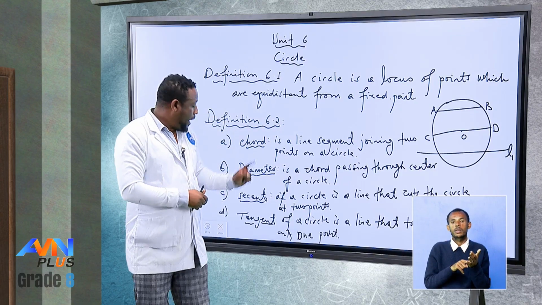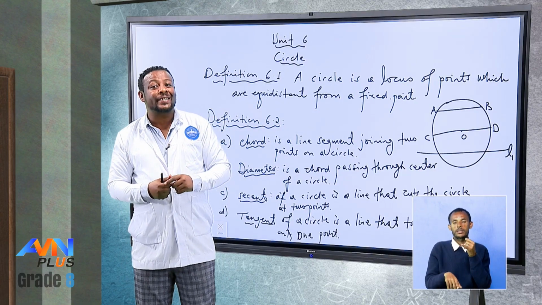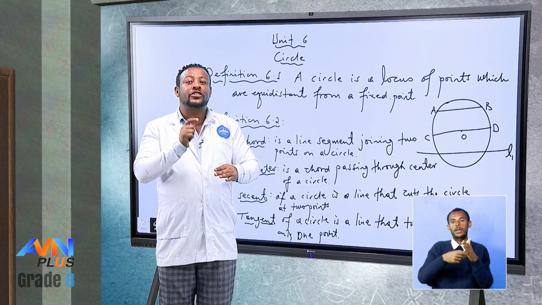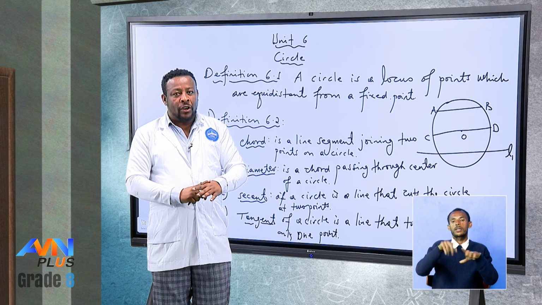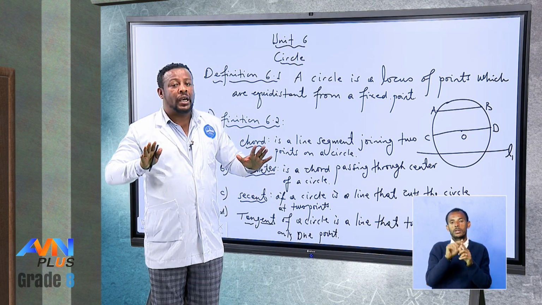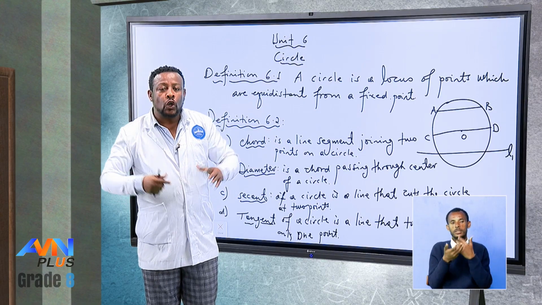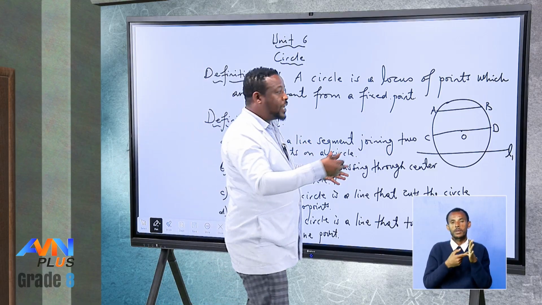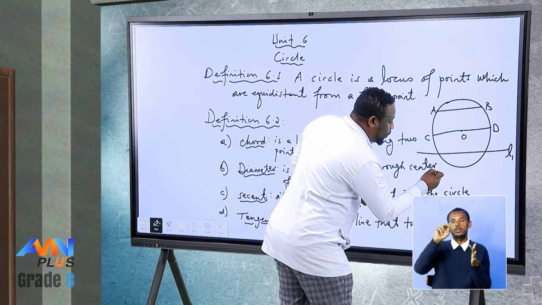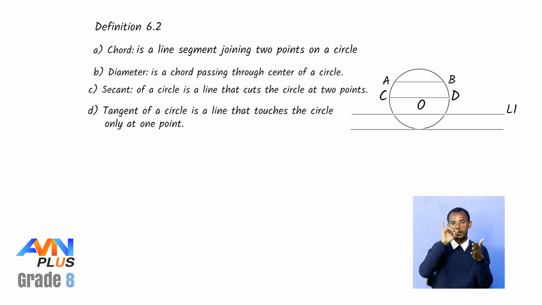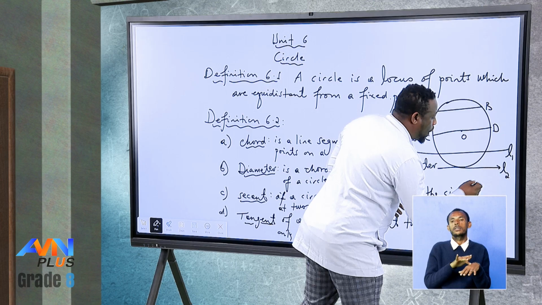Okay, and the last terminology is tangent. A tangent of a circle is a line that touches the circle at only 1 point. Okay, these are very important terminologies that we will be using in our discussion. So you need to sense what we mean by tangent. Okay, geometrically, a tangent of a circle is a line that touches the circle at only 1 point.